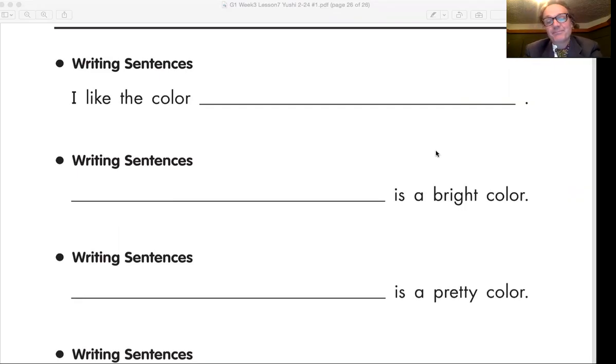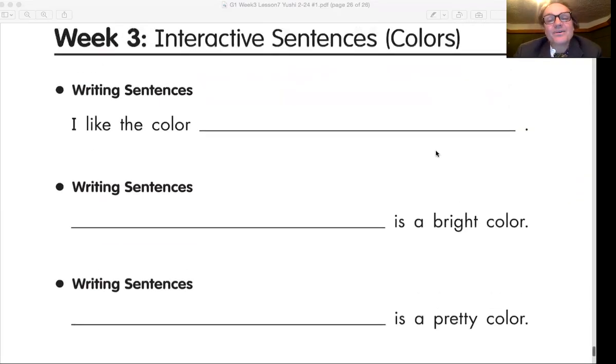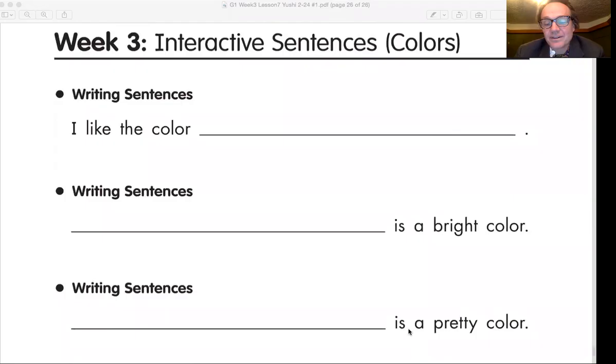Okay, we're back. So what did you put in for your color? The first one, I like the color blank. I'm going to put in a color that I like. Purple. What's your favorite color? It doesn't ask your favorite color. It just says, I like the color. I kind of like all colors, but I put purple today.